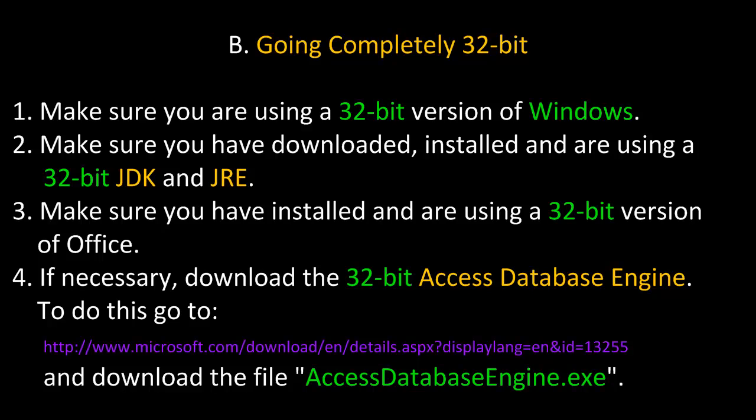Let's take a look at the second option, going completely 32-bit. To do this, first, make sure you're using a 32-bit version of Windows. Second, make sure you have downloaded, installed, and are using a 32-bit JDK and JRE. 3. Make sure you have installed and are using a 32-bit version of Office. 4. If necessary, download the 32-bit Access Database Engine. To do this, you can go to the link in purple I've listed here, or if it's changed, simply Google for AccessDatabaseEngine.exe.